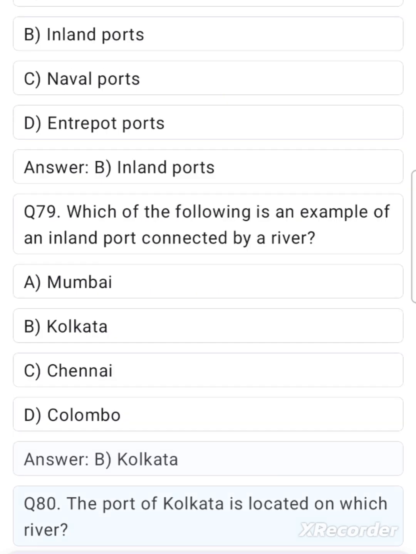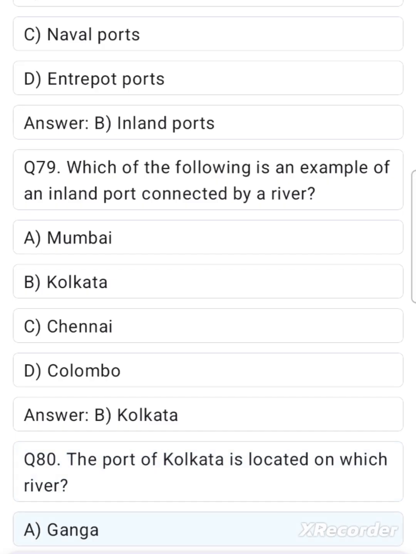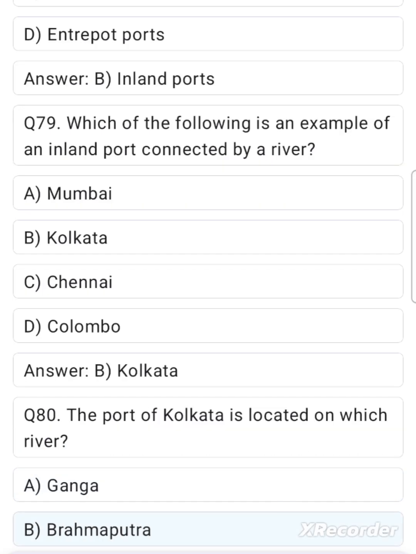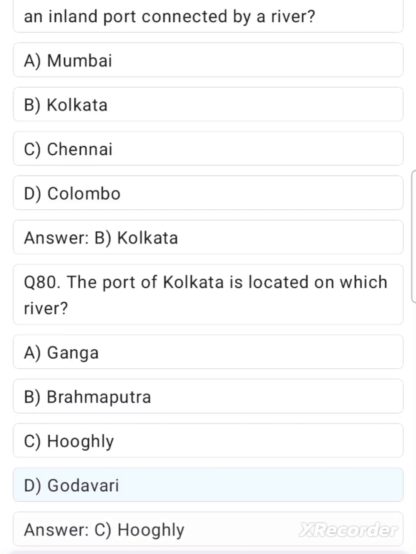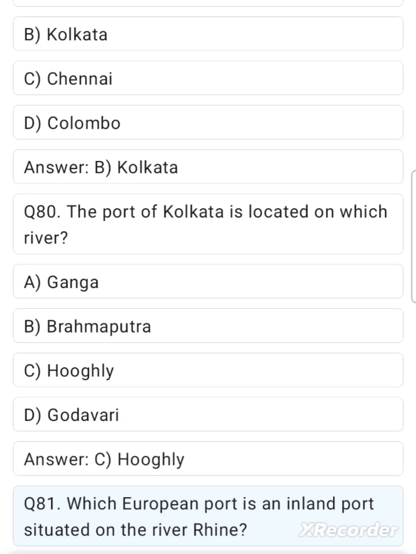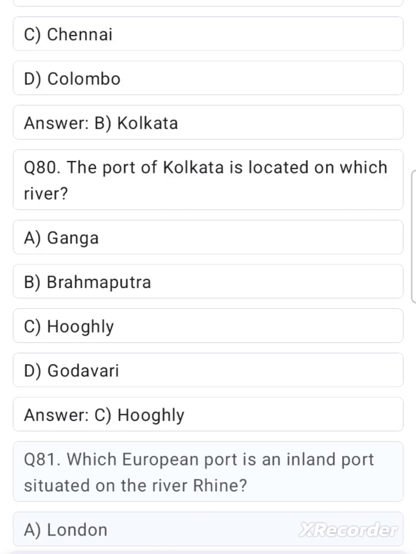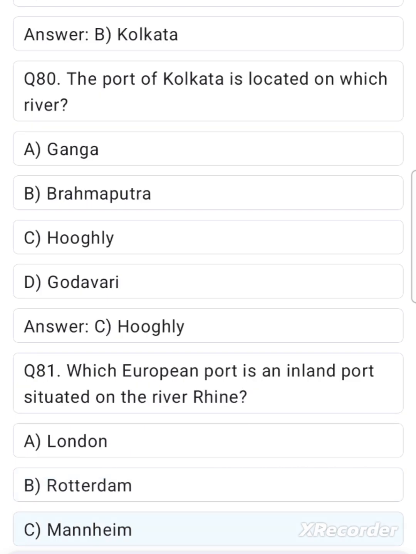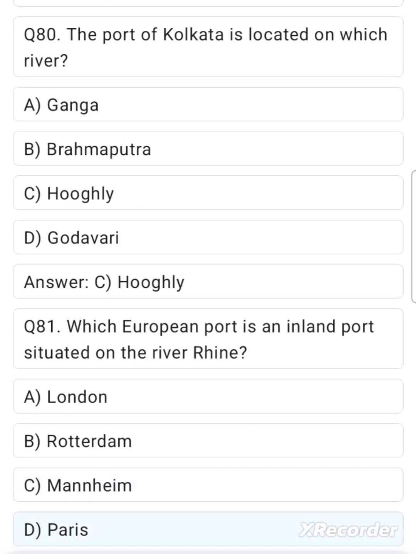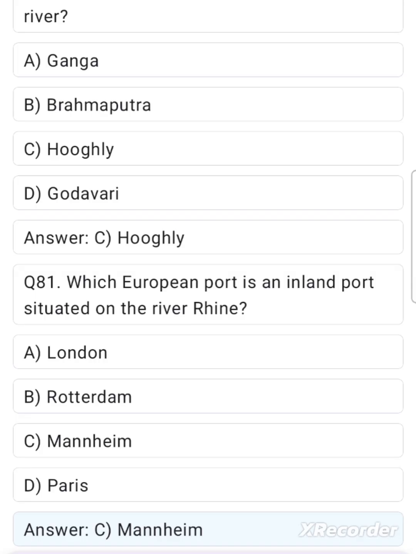Kolkata. Q80. The port of Kolkata is located on which river? A. Ganga. B. Brahmaputra. C. Hooghly. D. Godavari. Answer: C. Hooghly. Q81. Which European port is an inland port situated on the river Rhine? A. London. B. Rotterdam. C. Mannheim. D. Paris. Answer: C.